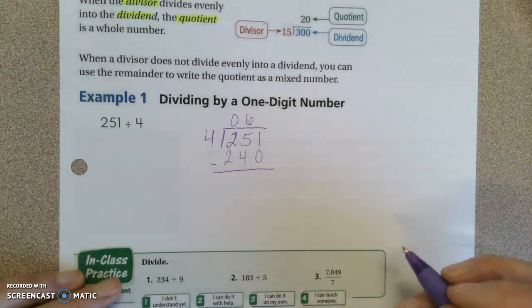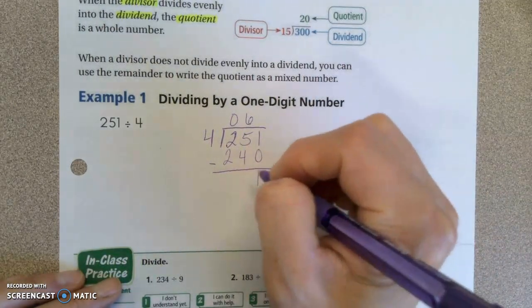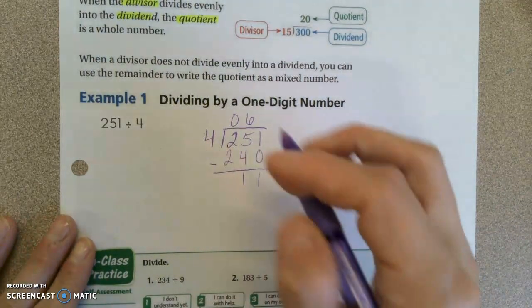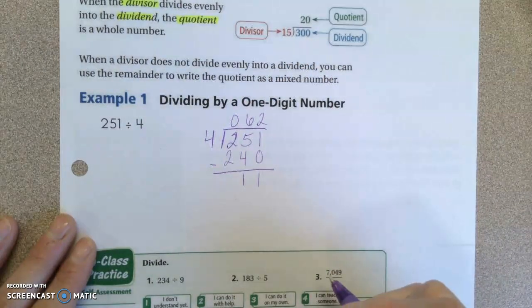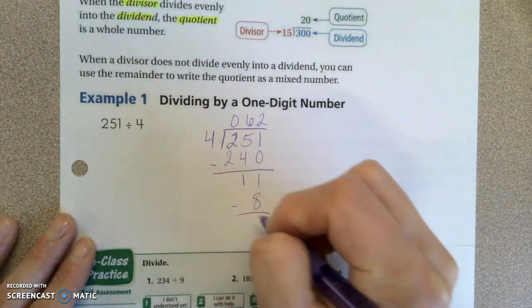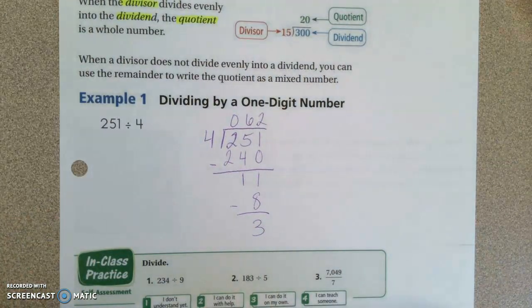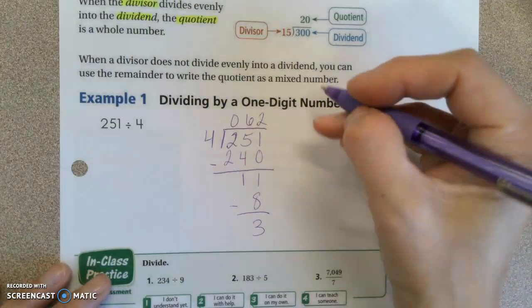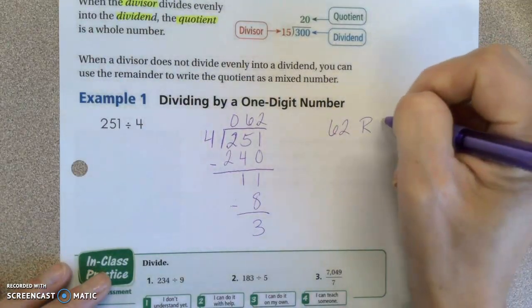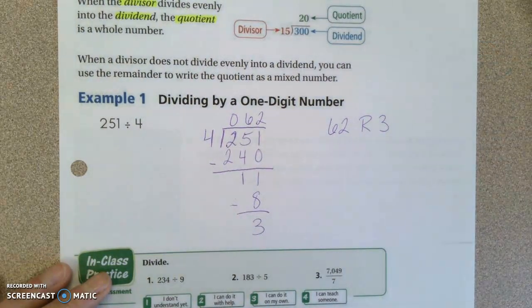Now I'm going to subtract to see what's left. And I have 11. 4 goes into 11 2 times. 4 times 2 is 8. 3 left over. So when you first did long division, you might have said 62 with a remainder of 3.